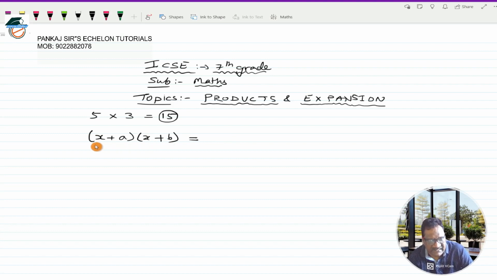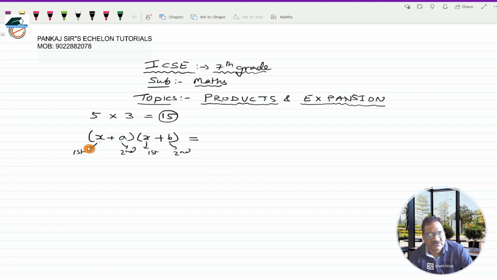So let me tell you, these two algebraic expressions are known as binomials, because there are two terms in this. x is the first term, a is the second term in this. Here x is the first term, b is the second term. So this is known as the first term, this is known as the second term of this particular binomial expression, and this x is the first term and this b is the second term of the second binomial expression.